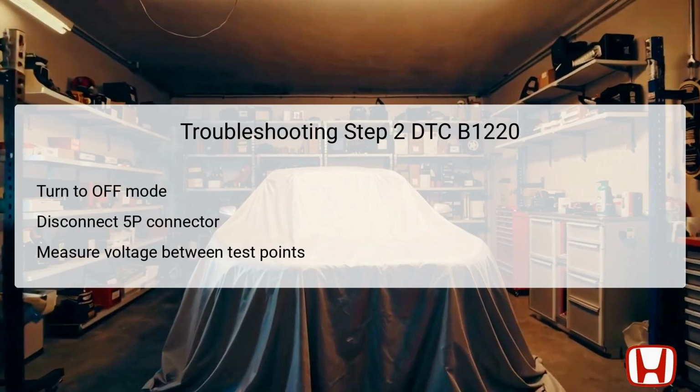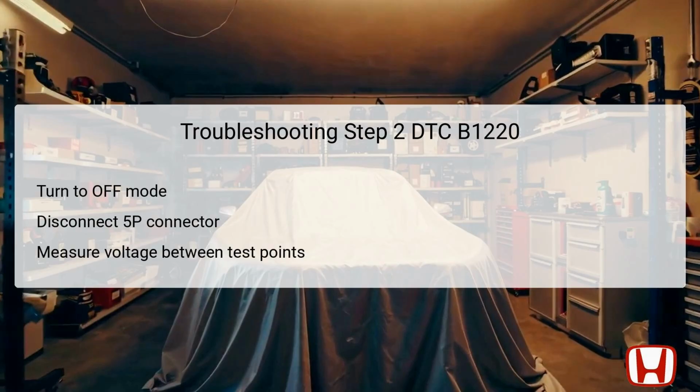Next, disconnect the recirculation control motor 5P connector, which allows for individual component testing without interference from other parts of the circuit. After ensuring the connector is removed, switch the vehicle to the on mode, which powers the circuit but keeps the motor disconnected. At this point, you'll measure the voltage between specified test points. Test point 1 is found at terminal number 3 of the female terminals in the disconnected 5P connector, while test point 2 is the body ground.